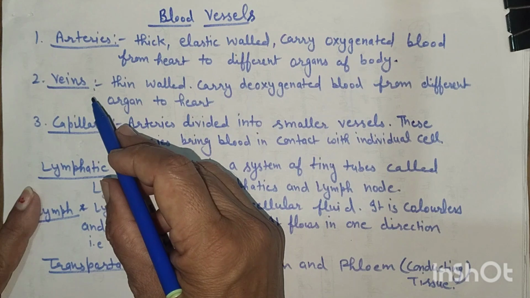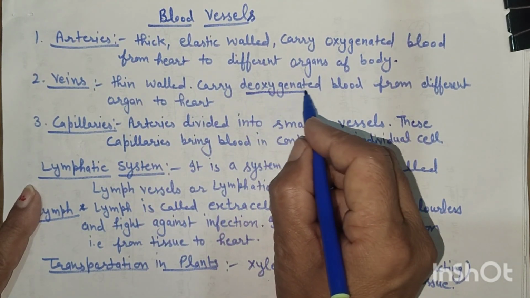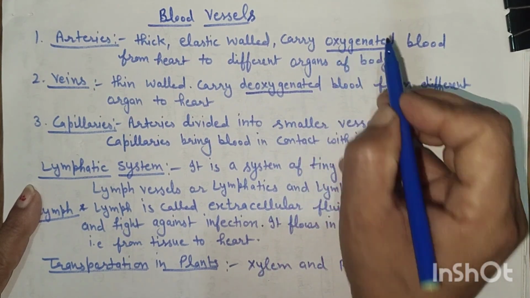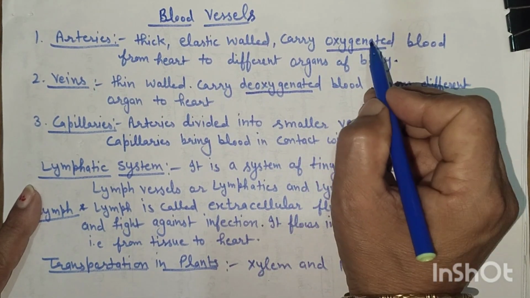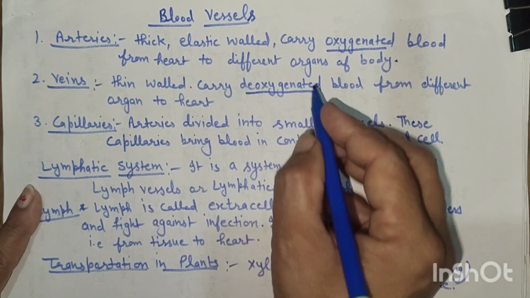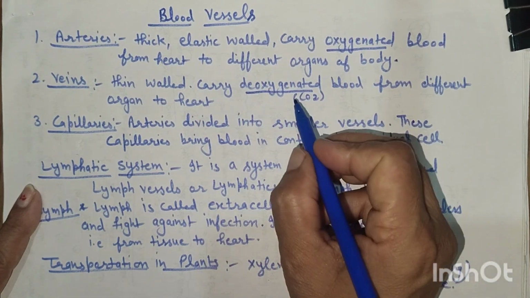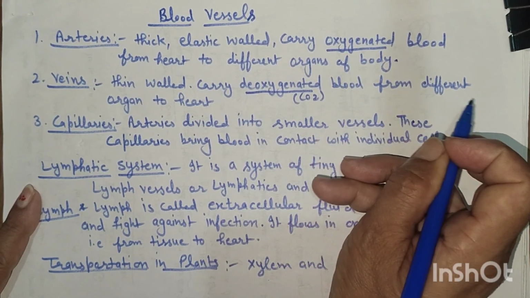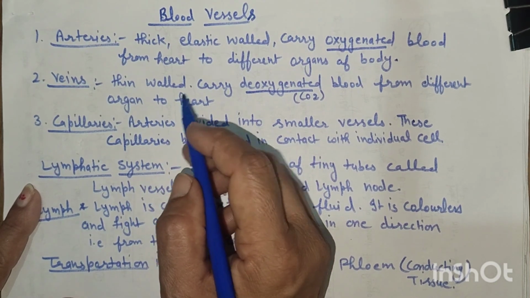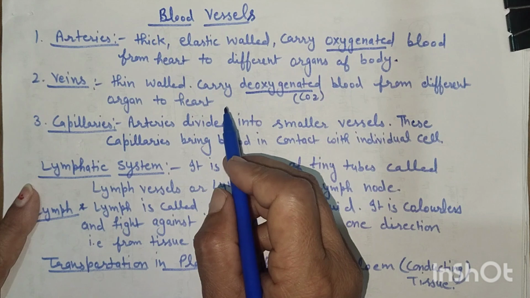Next are veins. Veins are thin walled. They carry deoxygenated blood. Oxygenated means mixed with oxygen. Deoxygenated means mixed with carbon dioxide. This is called deoxygenated blood, carried from the different organs to the heart.